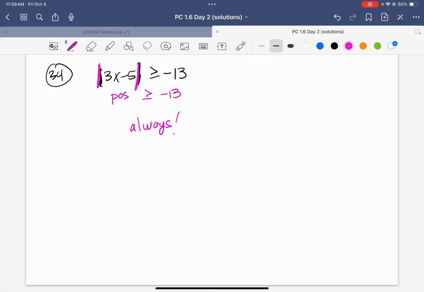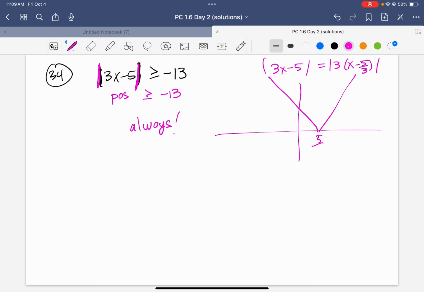A way to show you that is if you graph the absolute value of 3x minus 5, you are going to get something that's moved over here and that opens up, where when you go over 1, you go up 1. So it looks something like that. And you're asking, when is that bigger than negative 13? It is always bigger than negative 13.